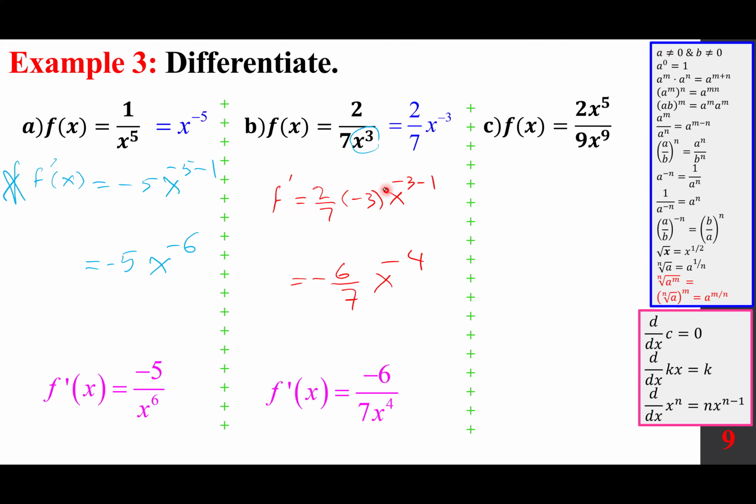Part C is not ready for the power rule yet. So we use this exponent rule. This one becomes 2 over 9 x to the power of 5 minus 9, which is 2 over 9 x to the power of -4.